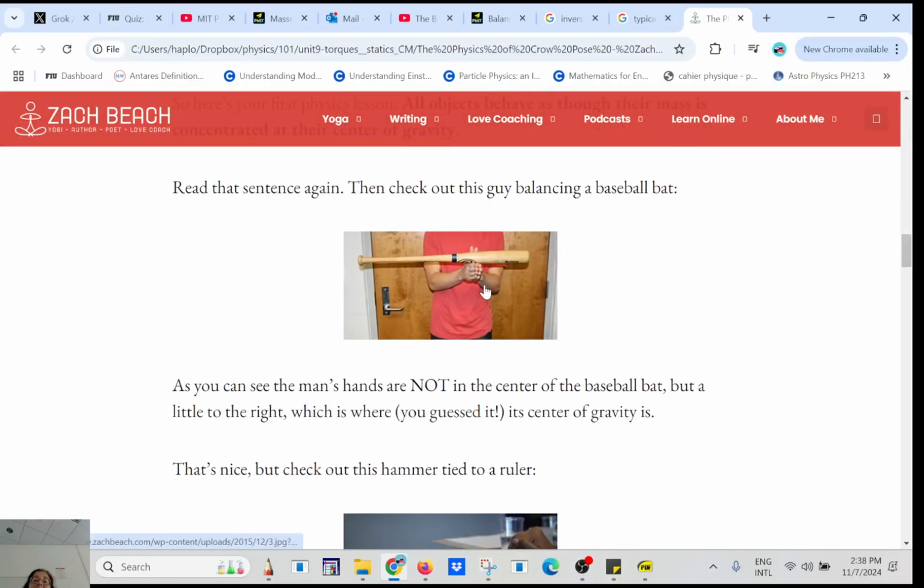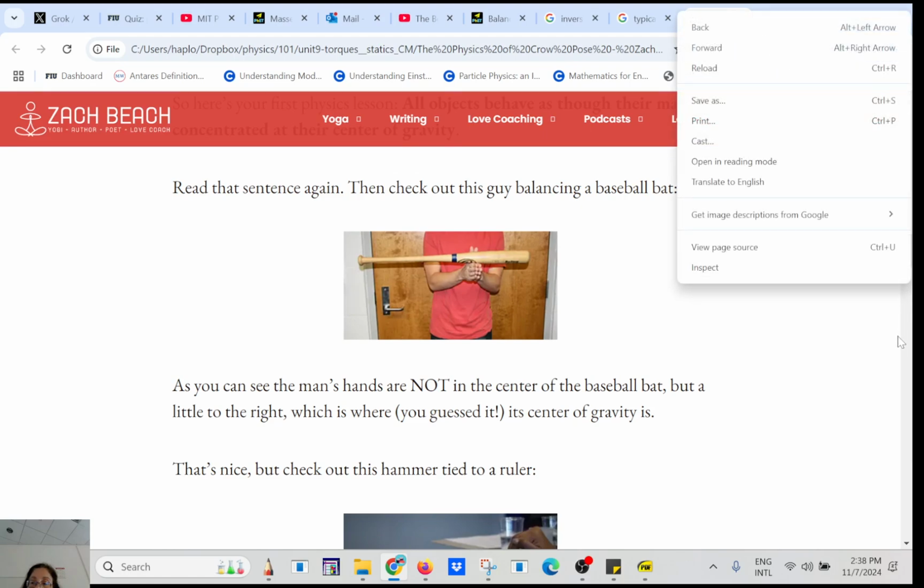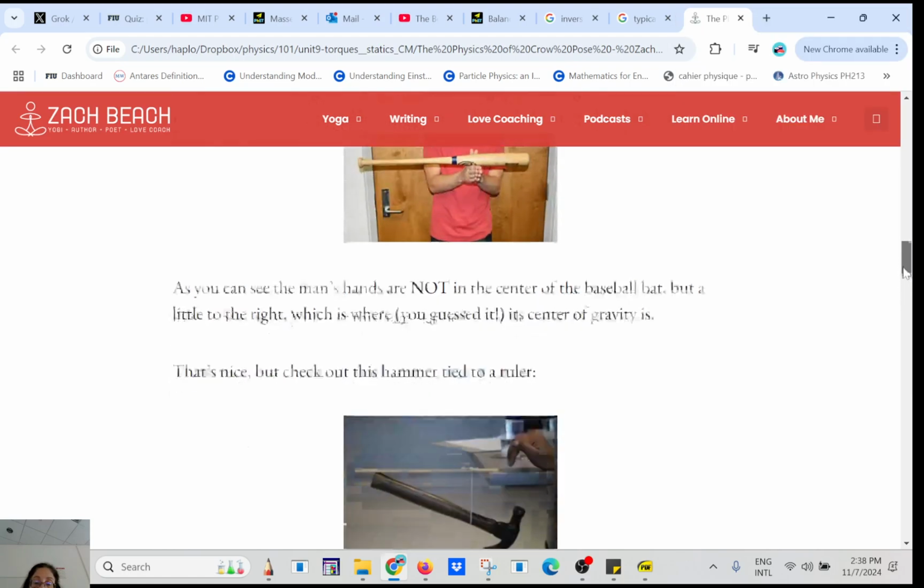Right, so here, that's the baseball one. You start from two hands, you bring your hands very, very slowly, and you will end up at the center of gravity. Here is another demonstration you can do.